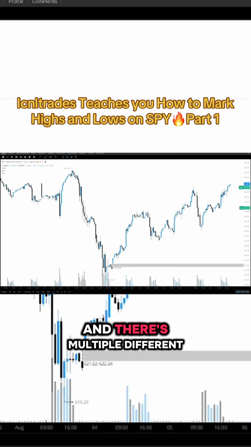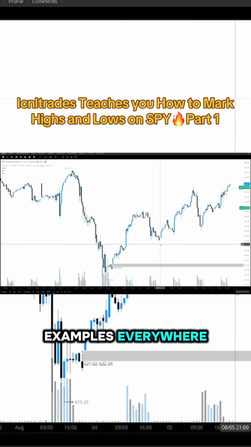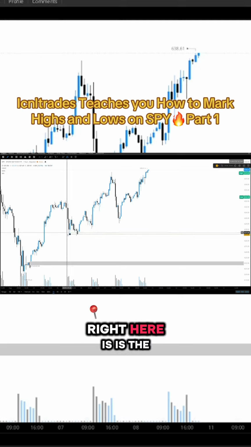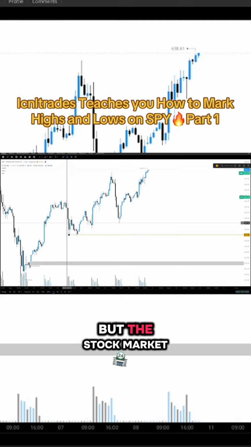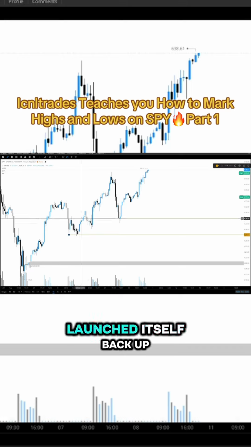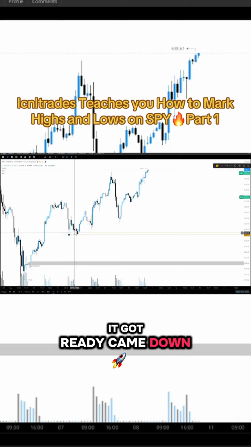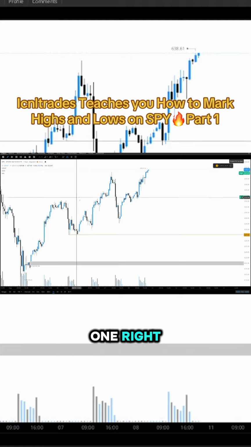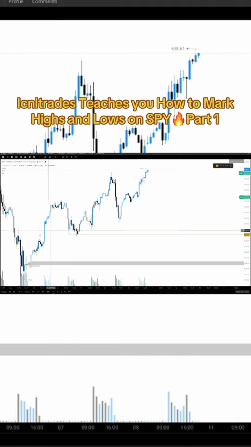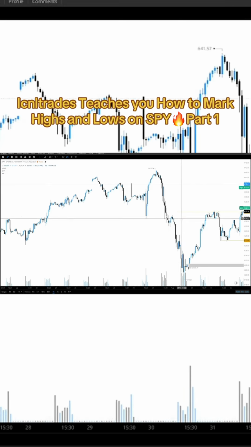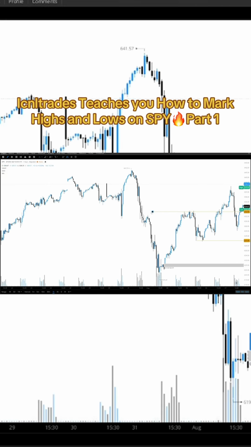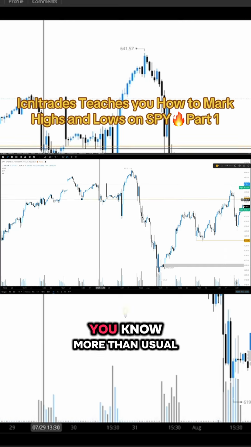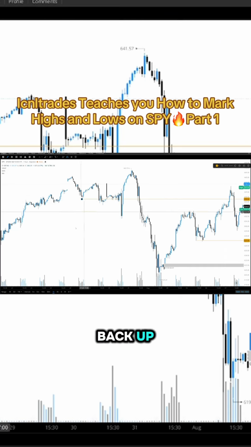So again, there's multiple different time frames, you can find these examples everywhere. So for example, we'll start marking them out. Right here is the first one. We just went over this one, but the stock market came down. What happened after? It launched itself back up. It got ready, came down, gathered itself momentum, and then jumped. We could do another one, right? Let's see where another one is. Right here. Came down a little bit, more than usual, but then launched itself back up.